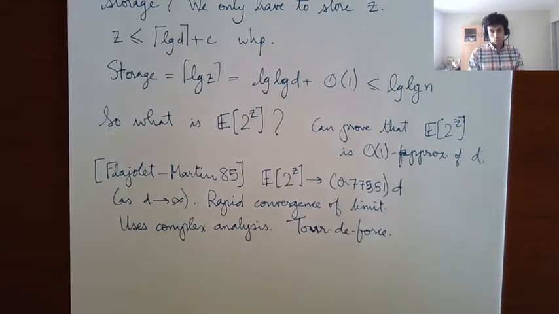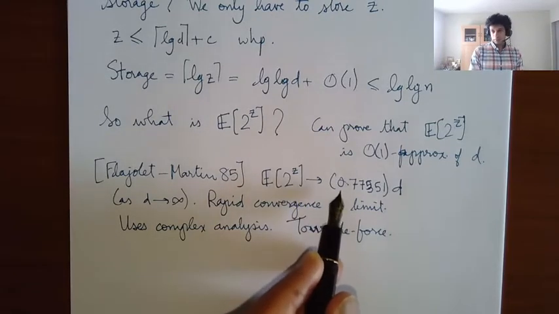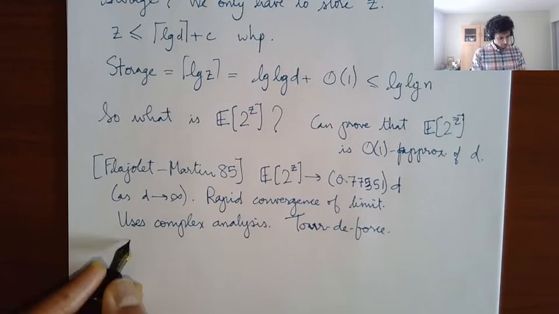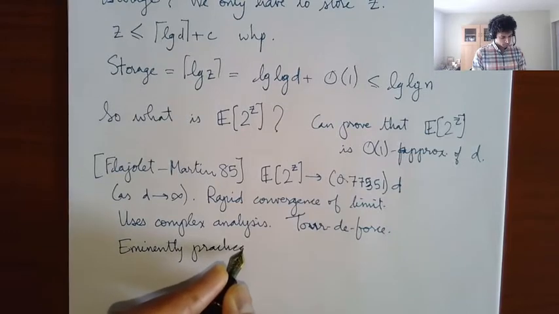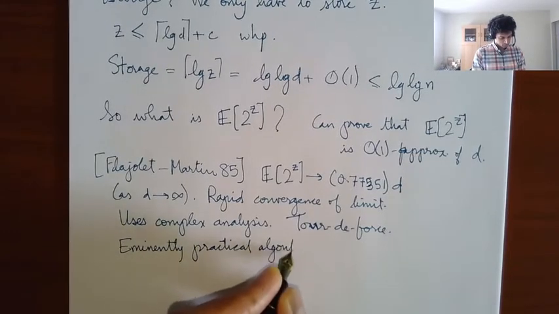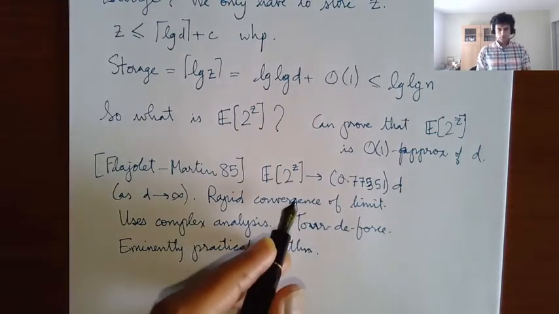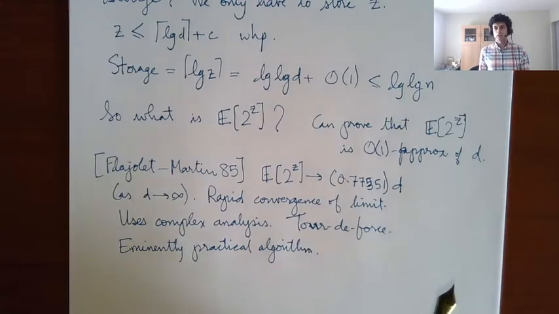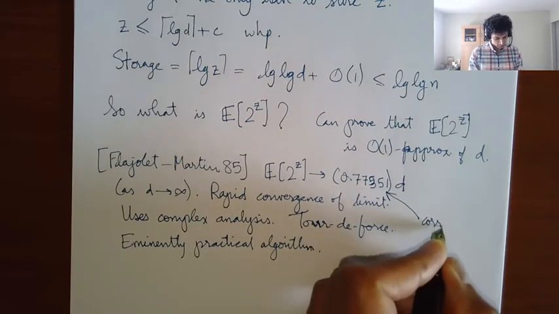And so in practice, what you can do is essentially divide 2 to the z by this magic constant that they provide, and you get an estimate. And this is an eminently practical algorithm. So this is a remarkable result. They pinned down what the expectation of probabilistic counting is, and this is referred to as the correction factor.